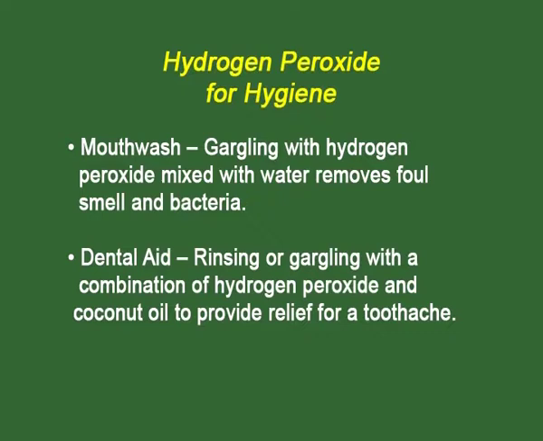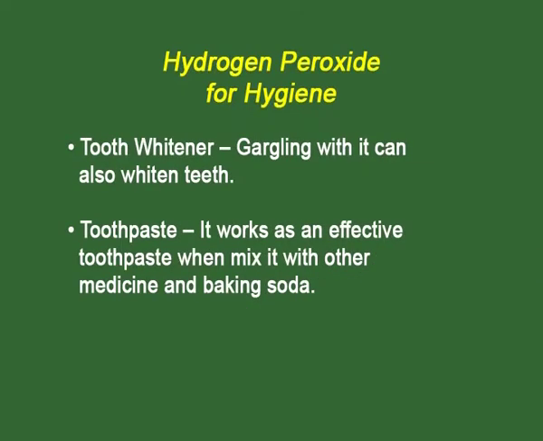It is used as a dental aid. Rinsing or gargling with a combination of hydrogen peroxide and coconut oil provides relief from toothache. It is also used as a tooth whitener. Gargling with it can also whiten teeth. It is also used as toothpaste. It works as an effective toothpaste when mixed with other medicine and baking soda.